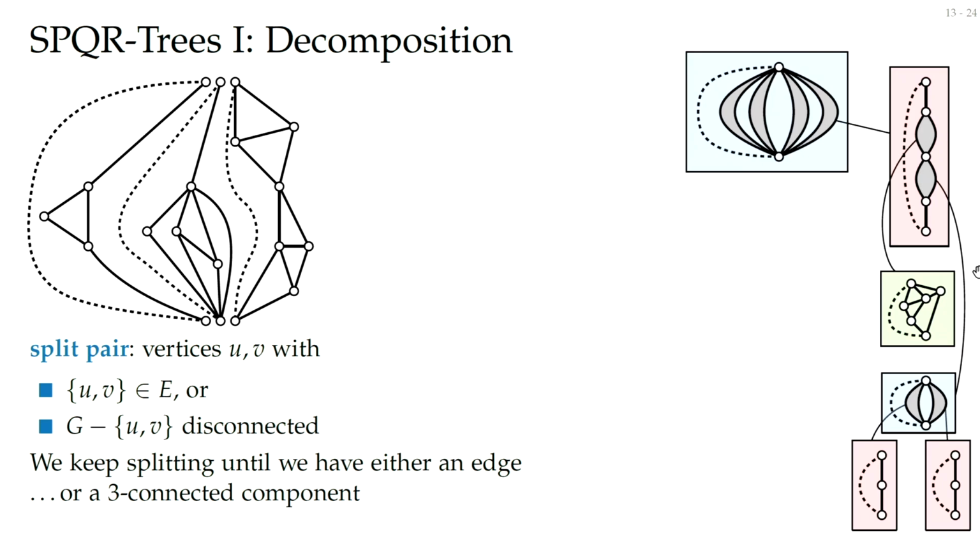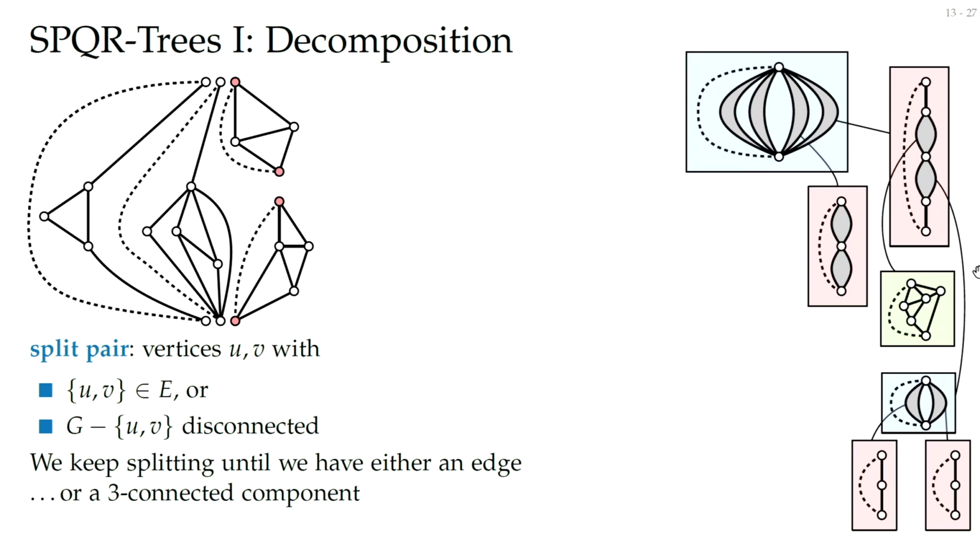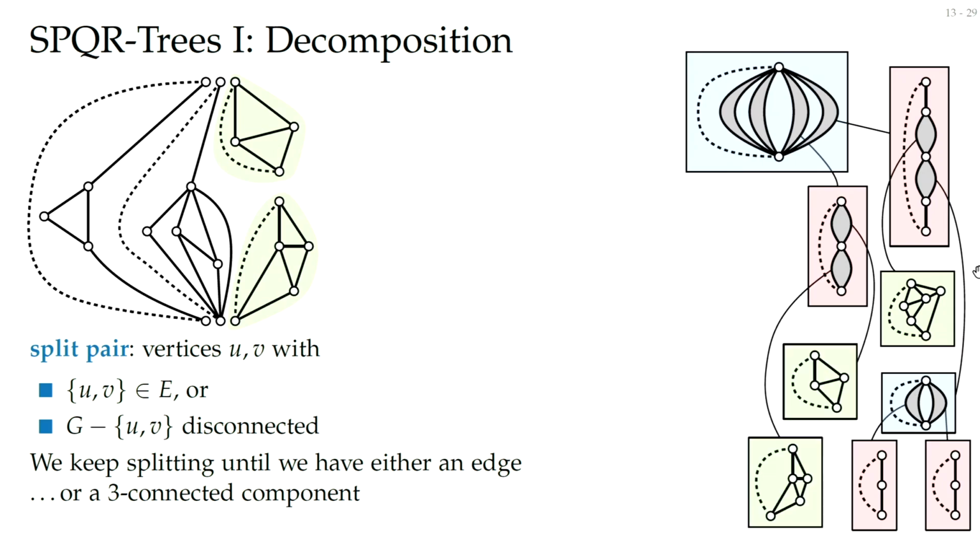Let's take the next one. Again, find split pairs. We want to find something that we can split into. So these two, for example, work. And then also these two work. So we can do a split like that. And then we recursively go into the components. Here, we cannot do anything. Here, we also cannot do anything. So we keep those.